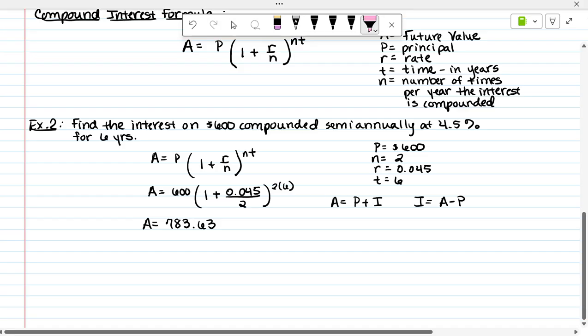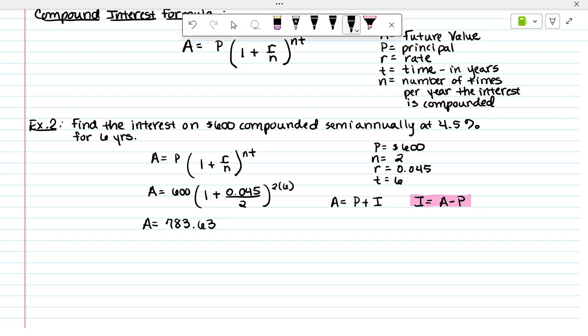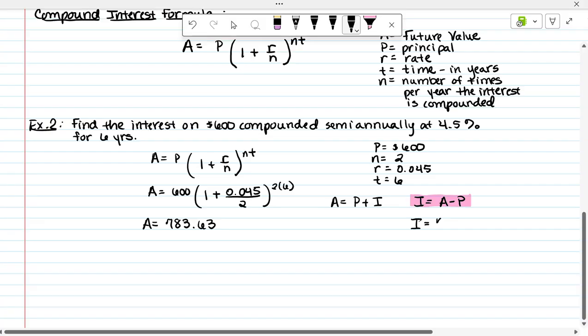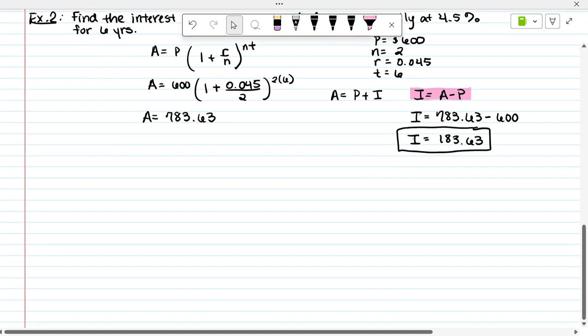Okay, so you need to kind of be aware of this. This is important. We're just going to write it like that. I equals A minus P. That means my interest is going to equal 783.63 minus, my principal was originally $600. So the interest I made was $183.63. Guys, that's not a lot for 6 years worth of investment on $600.